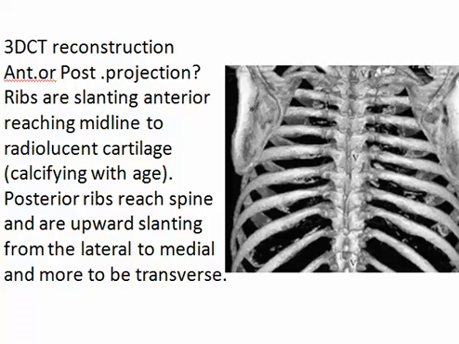What continues with the ribs anteriorly is the cartilage, and this cartilage calcifies with age. Posterior ribs reach the spine and are upward slanting from lateral to medial, and are more transverse sometimes if you go up.